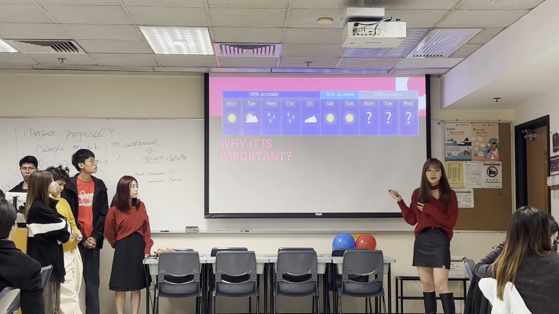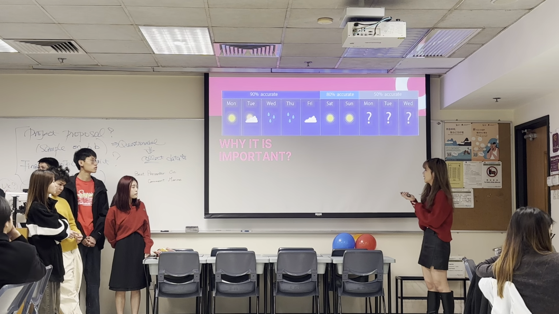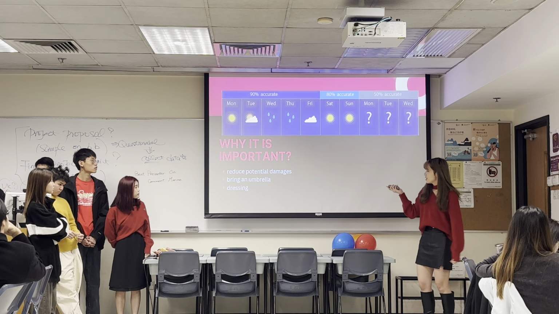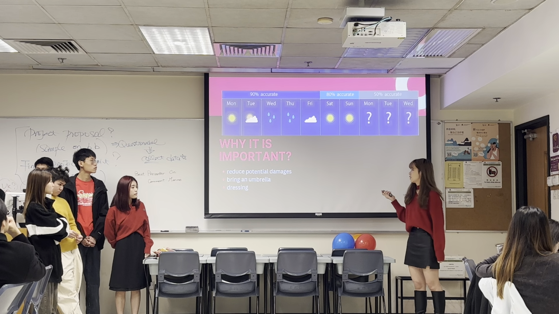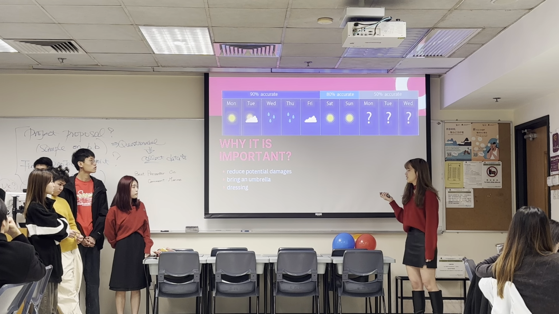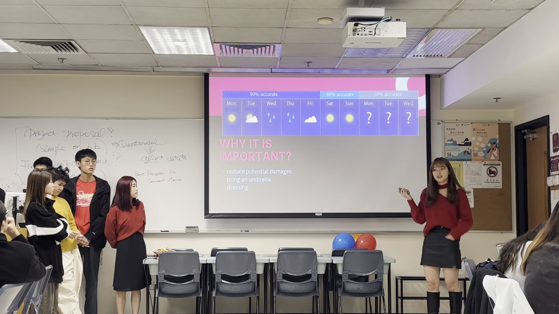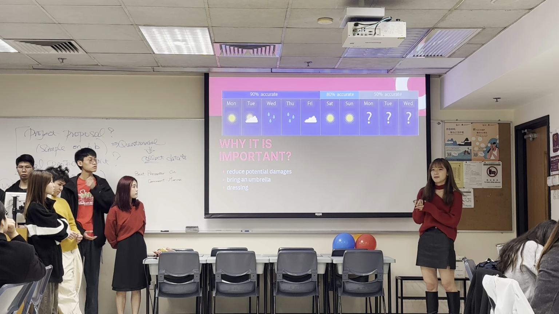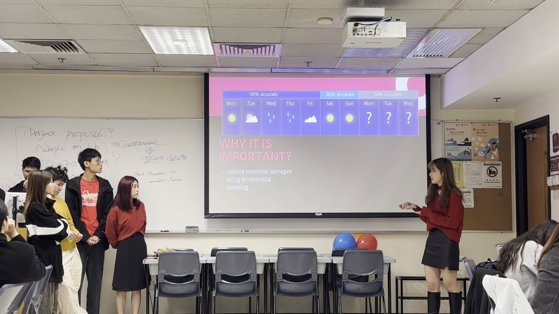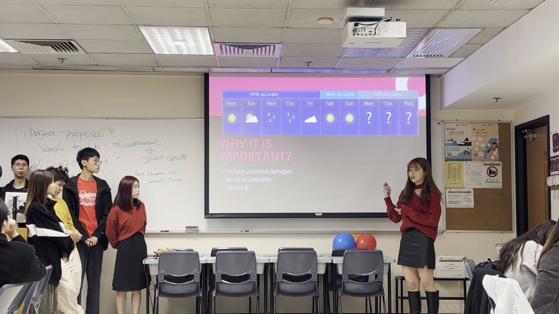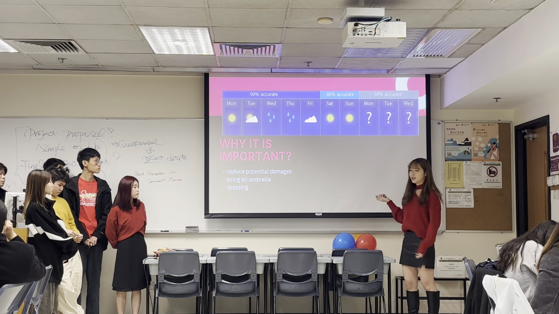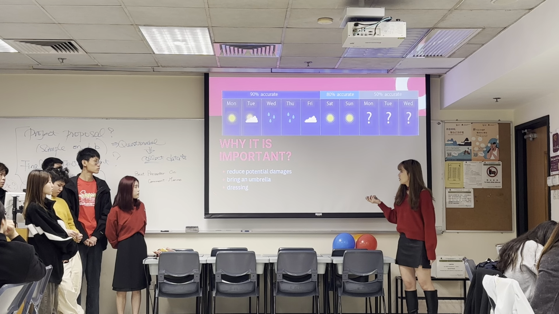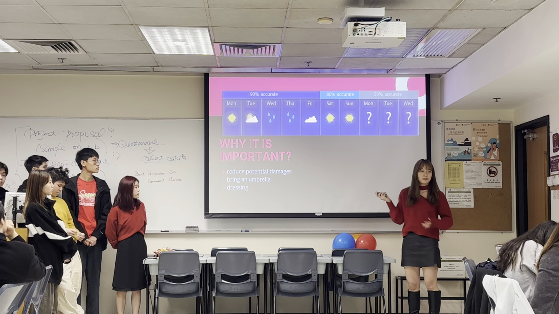So why is it so important to predict the weather? In general, it helps us to reduce potential damage. For example, if a farmer knows heavy rain is coming, they can take some actions to control their loss. In our daily life, we can think about whether we need to bring an umbrella, or how we should dress today to feel more comfortable.